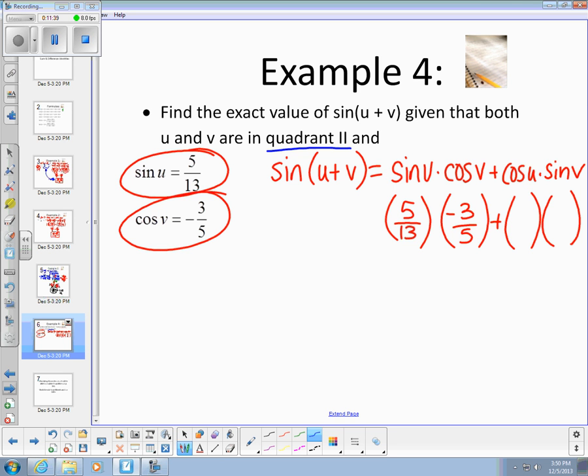And notice it says that our angles are in quadrant 2. So I'm going to draw a triangle in quadrant 2 to represent angle u. And if I know that the sine is 5/13, that's telling me that my y value is 5 and my r is 13. And I can find the x value using our formulas that we learned at the beginning of trig.